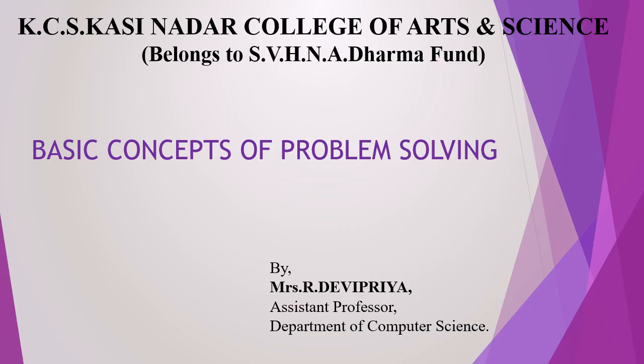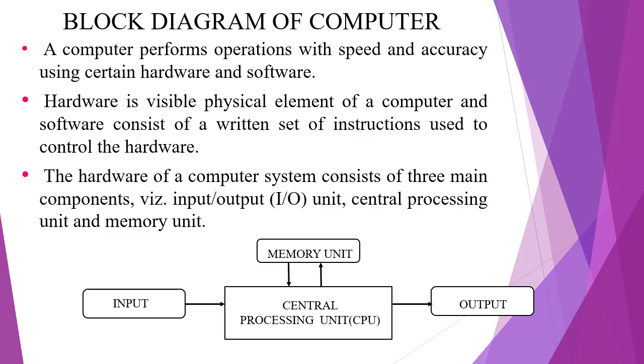Today we are going to discuss the topic basic concepts of problem solving. Now we are going to see the block diagram of computer. The first one is the central processing unit, that is CPU. Here the CPU has an input. In the input, the values we are giving to the CPU. The CPU will give the output. In between, there is one unit called memory unit.